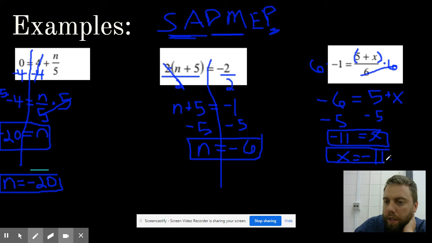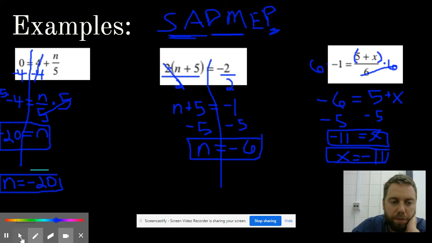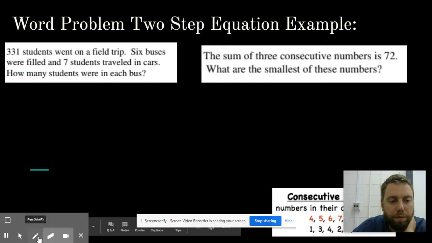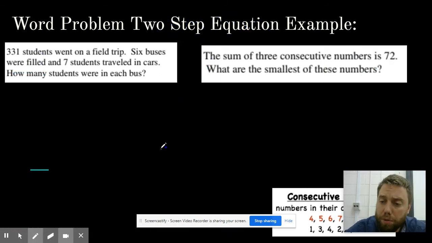Okay. And those are our two-step equations. A couple of examples, and we can clear it all. Awesome. Now, we can use these same two-step equations to solve real-life problems. And let's have a couple of examples of those.